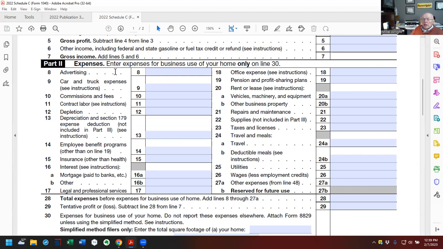We'll talk about logs in other circumstances like this, but this is something that recognizes the fact that some things are shared between personal and business. So car and truck expenses are something that you need to keep track of.